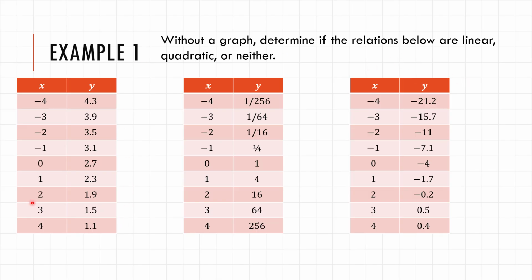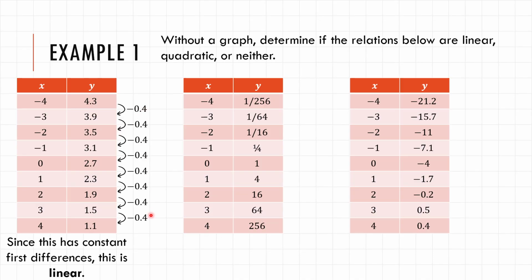Well, if we were to look at the first one over here, hopefully you were able to come to the same conclusion that I did. If I was just looking at a table of values, the way I would figure out if it's quadratic is if it had constant second differences. And so if I subtract the y values here, I can see they're going down by negative 0.4, and then by negative 0.4 again and again. If I keep doing this, I recognize that actually the first differences are constant. And that would make this not a quadratic relation, but a linear relation.